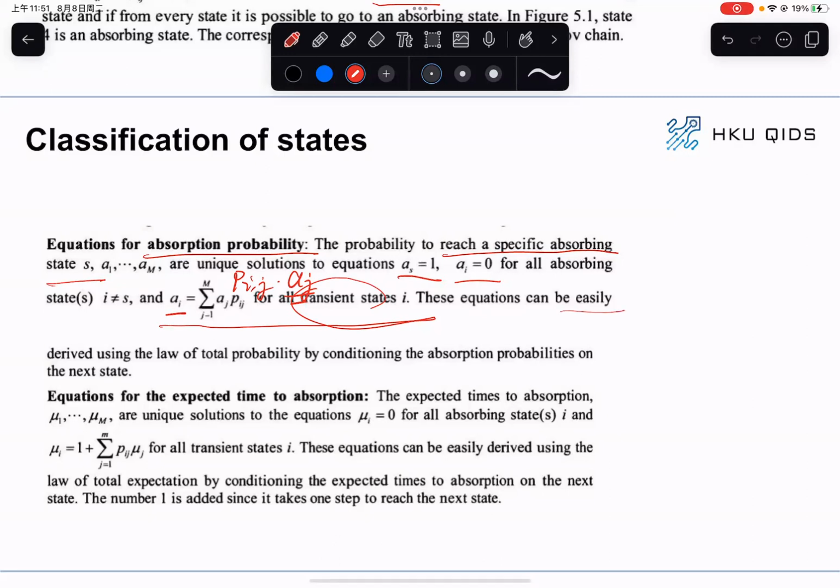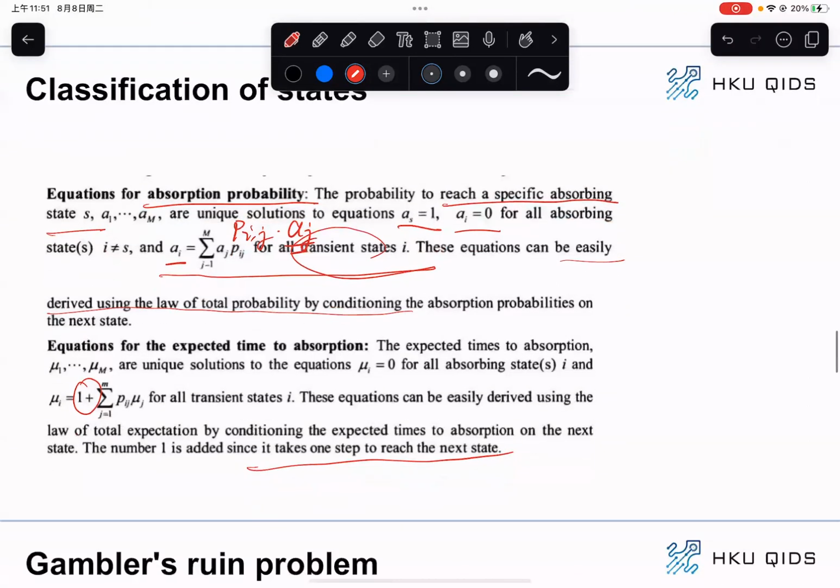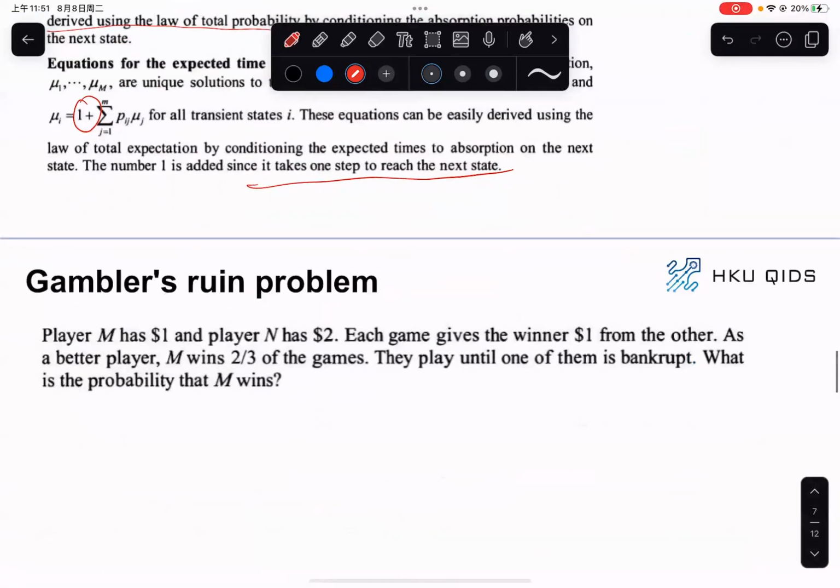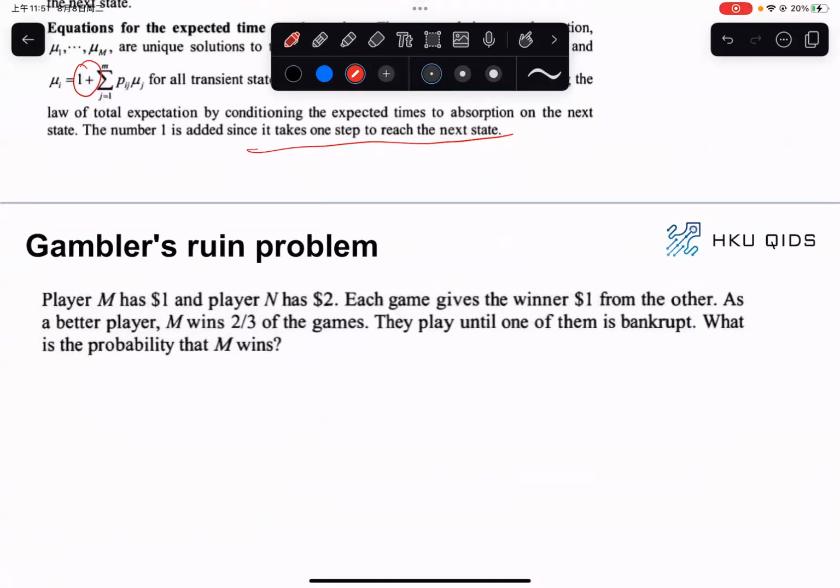And this is easily derived with the law of total probability by conditioning the absorbing probability on the next state, okay? And it will be the same for the expected time. The only difference is that we should plus 1. Because each time once we go to the next state, we are going to use 1 more step, since it takes 1 step to reach the next state. And now let's come to the problems. The most classic problem related with Markov chain is the gambler's ruin problem.